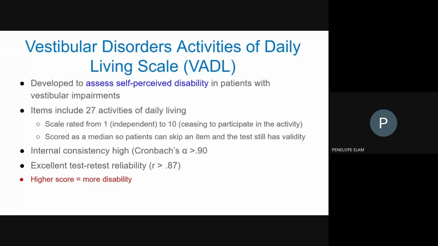Okay, so the VADL, the Vestibular Disorders Activities of Daily Living. Once again, the patient is assessing the self-perceived disability that they have. So the higher the score, the more disabled they are. They look at 27 different activities of daily living. There should be links so you can look at each one of these tests as well.